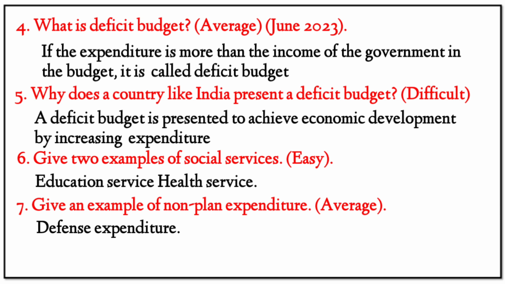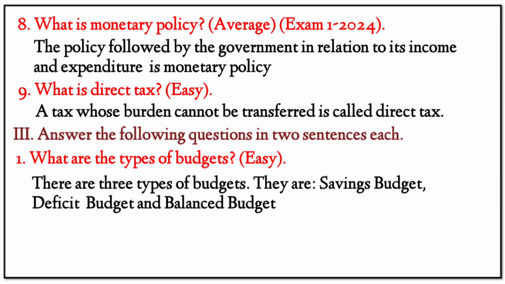Why does a country like India present a deficit budget? Because a deficit budget is presented to achieve economic development by increasing expenditure. Give 2 examples of social services: educational services and health services. Give an example of non-plan expenditure. Answer: defense expenditure.